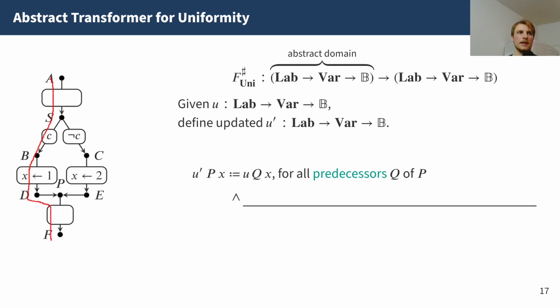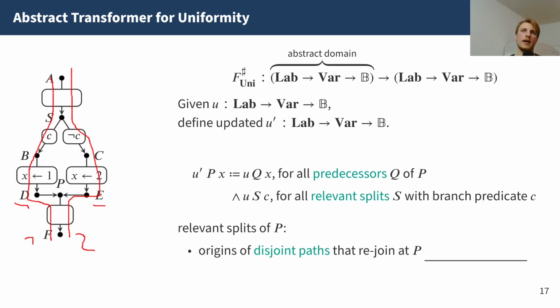Consider these traces again. We know that x is uniform at D and at E because all reaching traces agree on their value there. But on P, we do have two different values for x, so x is varying at P. So we cannot conclude from the uniformity at D and E the uniformity at P. We additionally need to require the uniformity of the respective branching variable, in this case C.